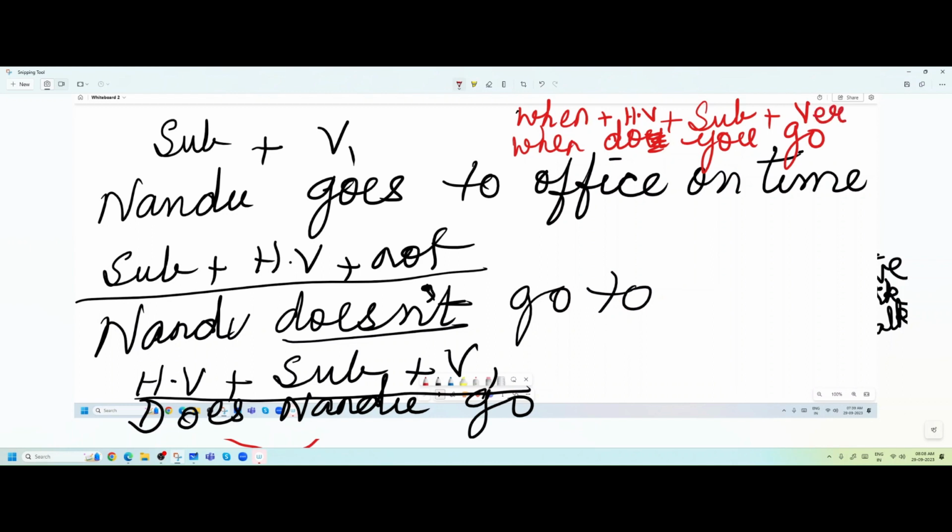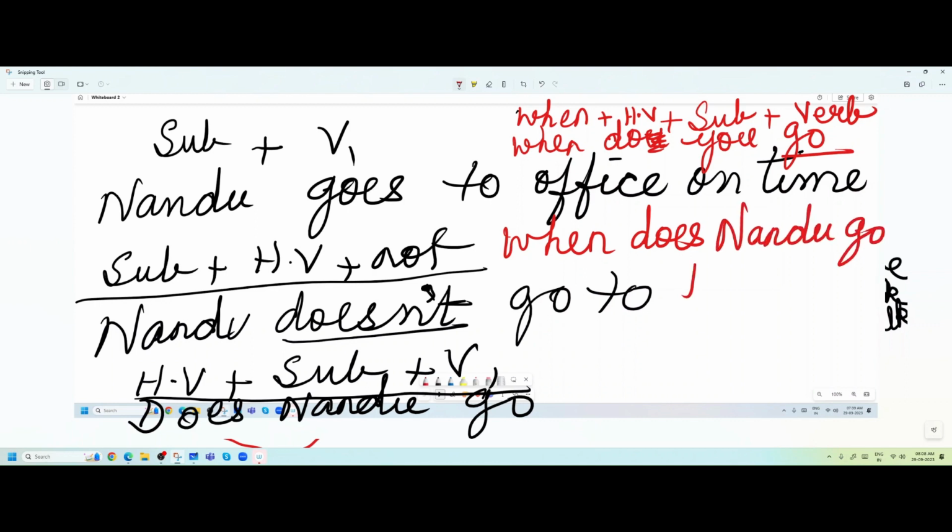Clear? Again, when you frame a question, it's the first form. When do you go to office? When does Nandu go to office? Clear? Easy to understand? So please work on the first sheet in the book.